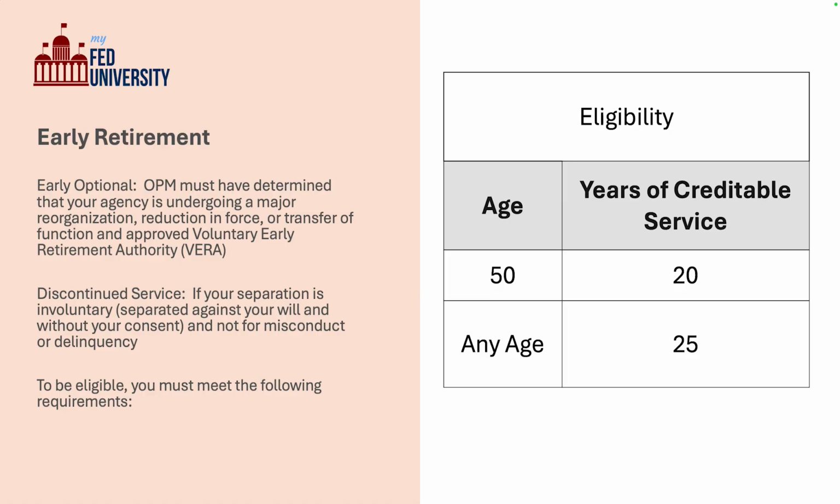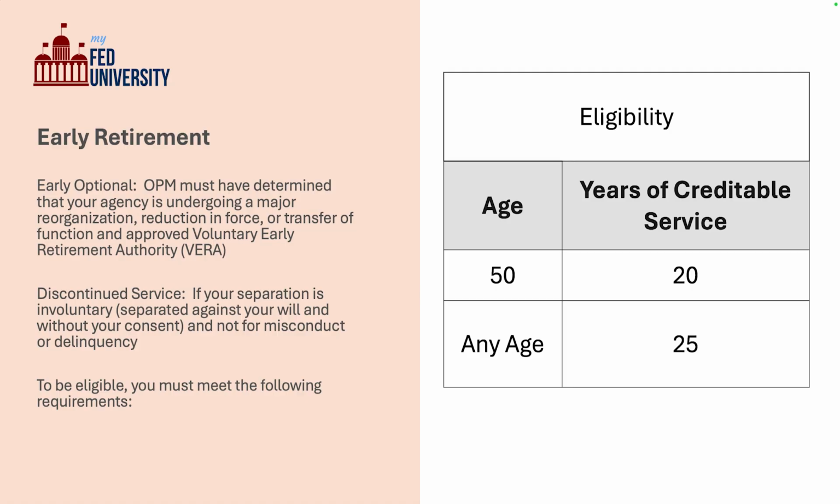Next, let's talk a little bit about what early retirement is. So there's the early optional. And for early optional, OPM must have determined that your agency is undergoing a major reorganization, a reduction in force, or transfer of function. And the key thing on this is OPM must have approved your agency for a voluntary early retirement authority, otherwise known as VERA. We saw this over the past year where most agencies were given VERA authority and many people took the early retirement.